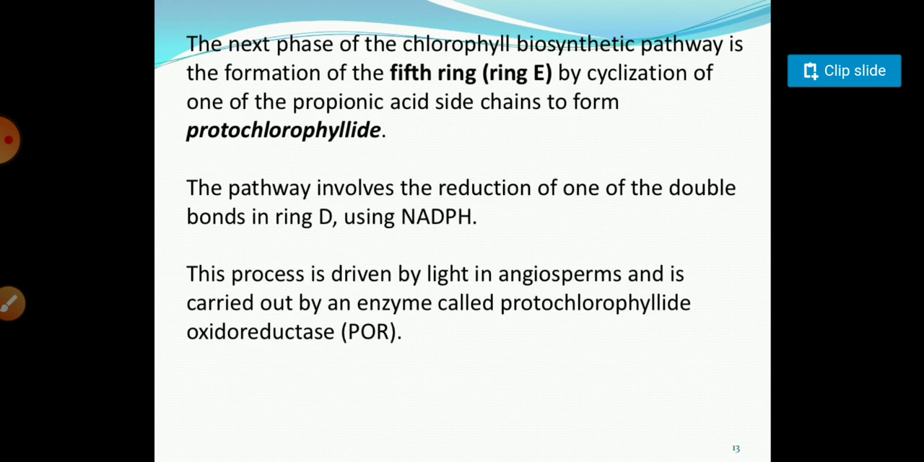So the next phase of the chlorophyll biosynthesis pathway is the formation of the 5th ring, ring E, by the cyclization of one of the porphyrin rings. In this pathway, the double bond of ring D is reduced using NADPH. This process is driven by light and is carried out by an enzyme known as POR.